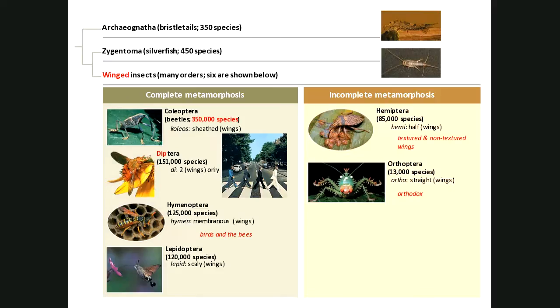There's a hawk moth down here. Look at that. That thing is huge. Lepidoptera are the butterflies and the moths. They have scaly wings.